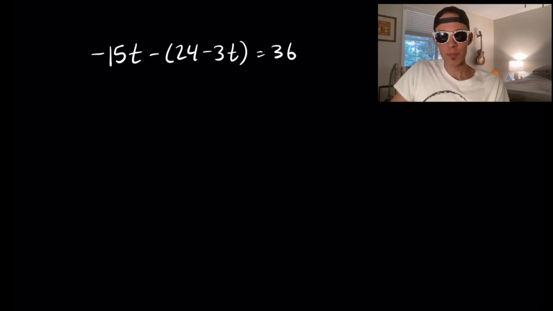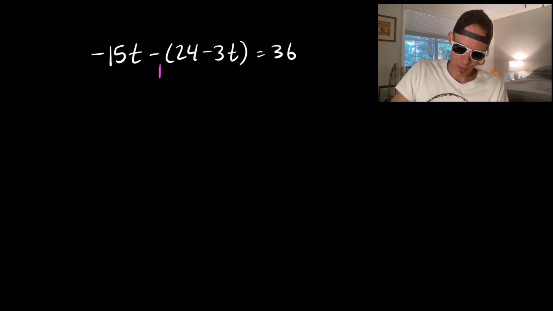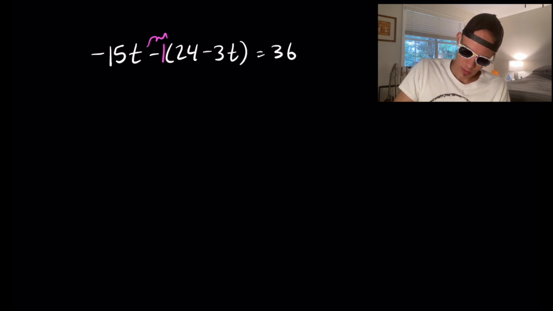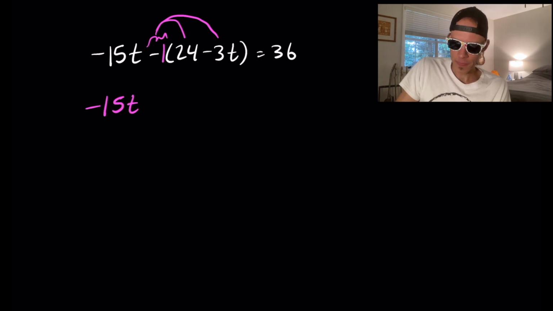Kind of like the last one, I see a spot where we can use the distributive property. Just remember that if you don't see a number in front of the parentheses, it's actually hidden, or we just don't write it, but there's a 1 there. So I'm going to distribute this -1 into the terms of the parentheses. So bring everything else down. I'll have 15t, and then negative 1 times 24 is going to be negative 24. Negative 1 times negative 3t is going to be positive 3t, which is equal to 36.